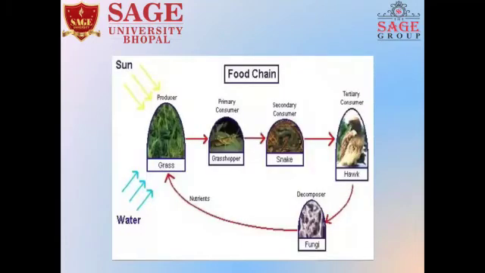Food chain: producers take energy from the sun. From producers, primary consumers take energy. An example of primary consumers is grasshopper. From grasshopper, secondary consumers can take energy. From secondary consumers to tertiary consumers, from tertiary consumers to decomposers, and from the decomposers to grass. In this way, energy flows and the food chain is formed.